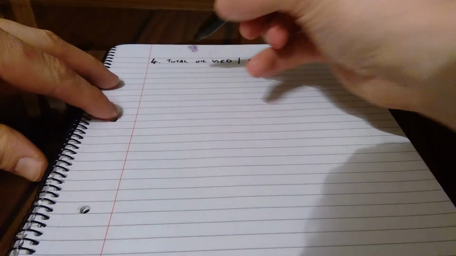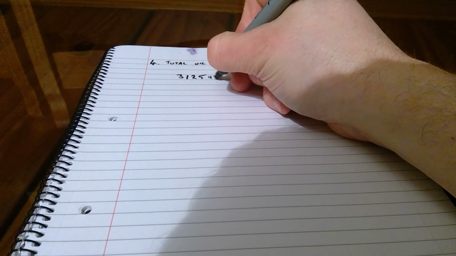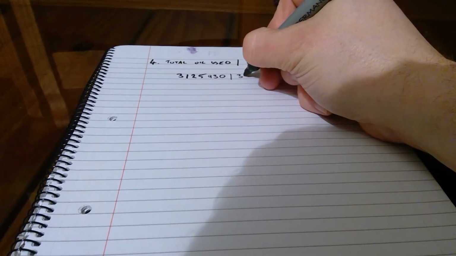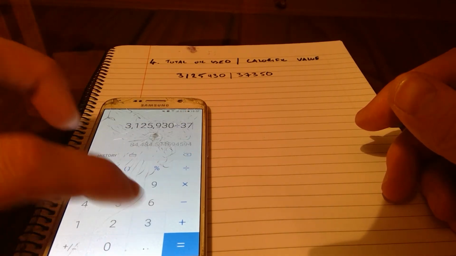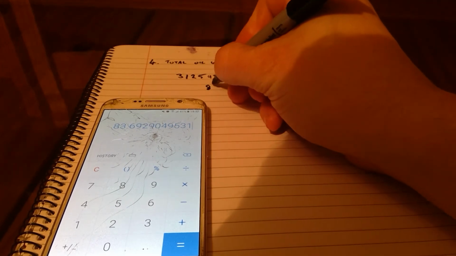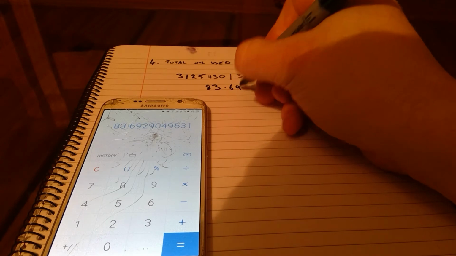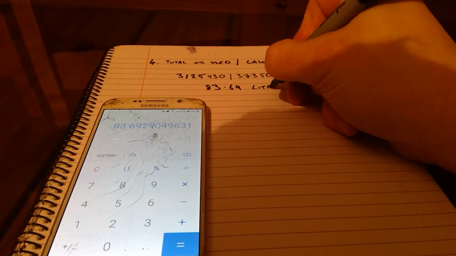Okay. The total amount of oil used is basically the answer that we got from part three. So what we have is 3125930 divided by 37350. Okay, so 3125930 divided by 37350, and that will give us 83.69. Again, a very long number, but 83.69 is fine. Okay, that's the amount of litres of oil used per year to heat just that wall.